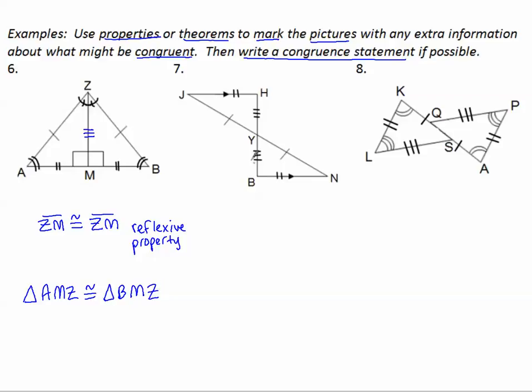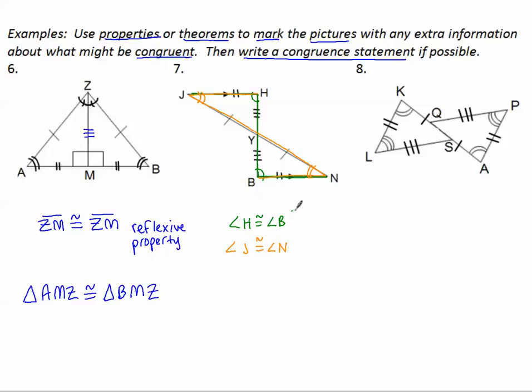What can we say in this picture? Well, I have parallel lines. Parallel lines allow me to mark special angle pairs, like here's my zigzag to give me these alternate interior angles. Well, I could do the zigzag the other way, and now I have these alternate interior angles. So I'm going to say that angle H is congruent to angle B. I marked those. And I'm going to say that angle J is congruent to angle N.